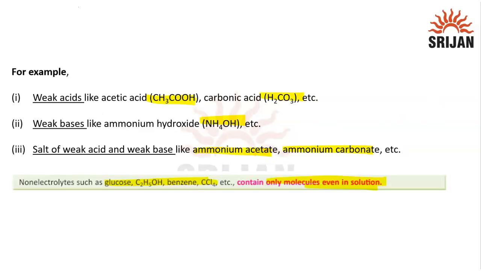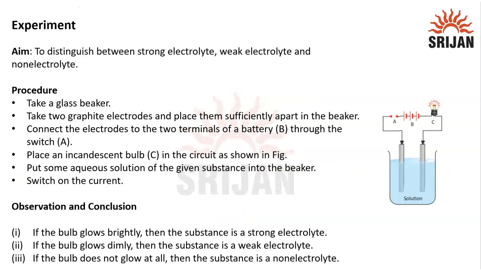Non-electrolytes such as glucose, ethanol, benzene, CCl4 contain only molecules in solution. So these are the substances which don't get dissociated in water. If I put glucose into water, it will remain as it is. No ion is found from glucose. So only molecules are present in solution for such substances that are non-electrolytes.